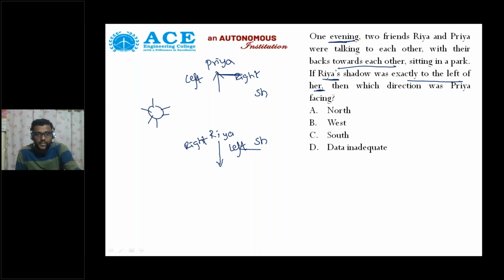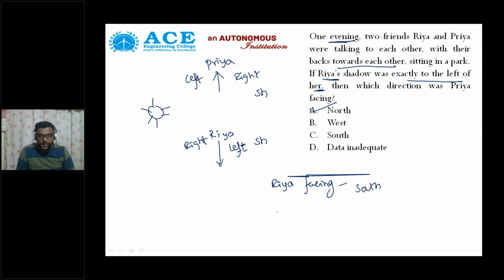So Ria is facing towards south. Priya is facing towards north. That's very clear. When Ria is facing south, only then is Ria's shadow to her left, exactly to the left of Ria. That's what they mentioned in the question condition. That's possible when Ria is facing south, and Priya is facing north as per the question, right?